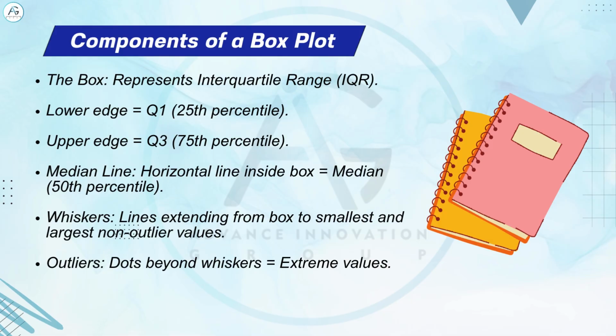Extending from each end of the box are the whiskers. These lines reach out to the smallest and largest values in the data set that are not outliers. Essentially, they capture the range of the typical data. Now, what about values that are far outside the rest? Those are shown as dots beyond the whiskers, and they're called outliers. Outliers are unusually high or low values that don't fit the general pattern, and they can be important indicators in data analysis. So altogether, the box plot gives us a compact summary of the data's center, spread, and any potential outliers, all in one visual.